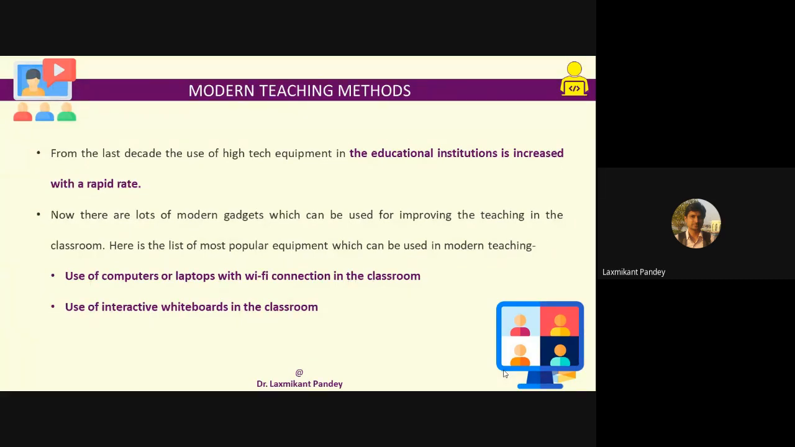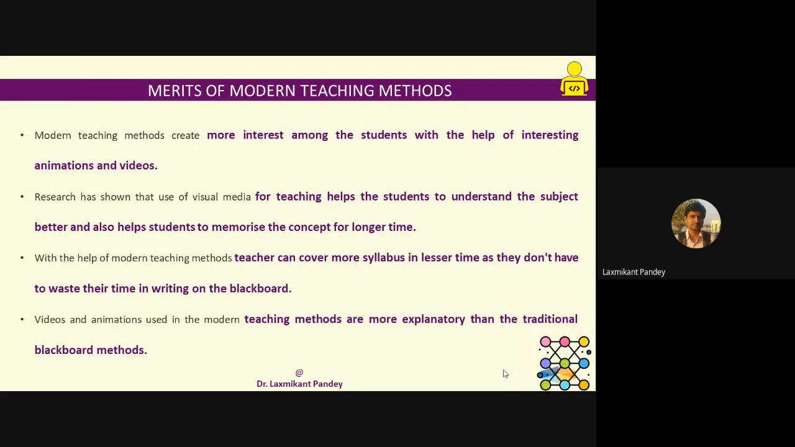Nowadays, it's very common to have smart classrooms in educational institutions, but they are very costly if you compare them with the older, conventional teaching methods. So it's not a little bit, it's very much costly as compared to the older teachings. So some important gadgets can be used. Now, the merits of the modern teaching methods.